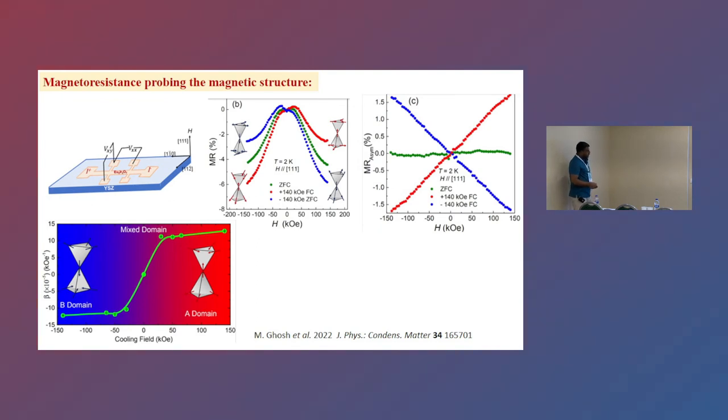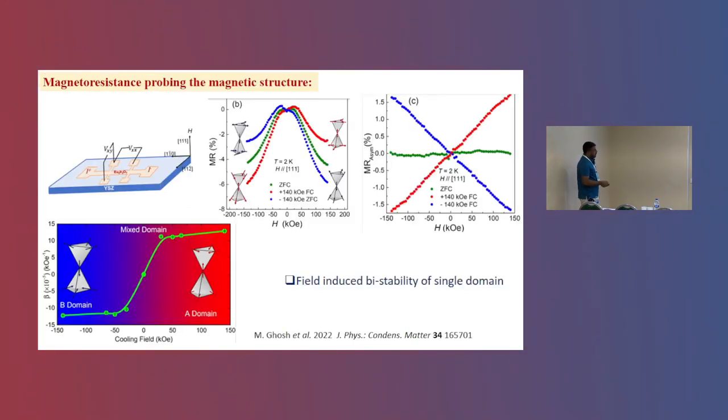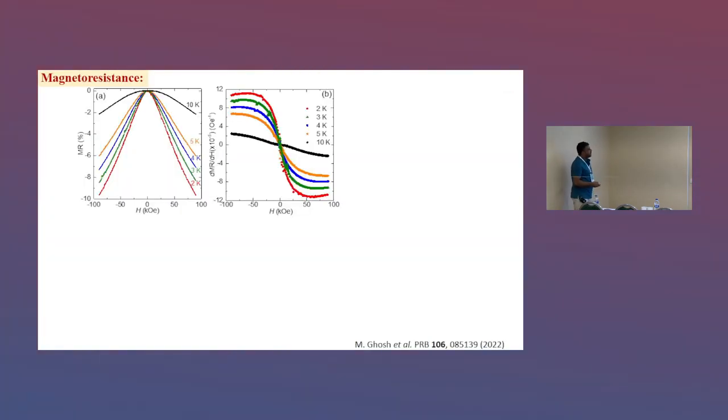So this measurement confirms the bistability of the single domain in the material. Now, if we go to the details, this earlier measurement was at just 2 Kelvin. If we go to measurements at different temperatures, what will happen? From 2 Kelvin to 10 Kelvin, MR is negative and symmetric in both directions, and there is no hysteresis.